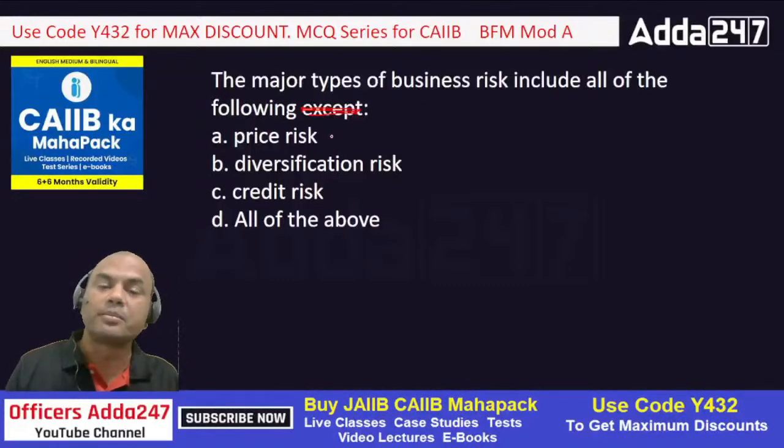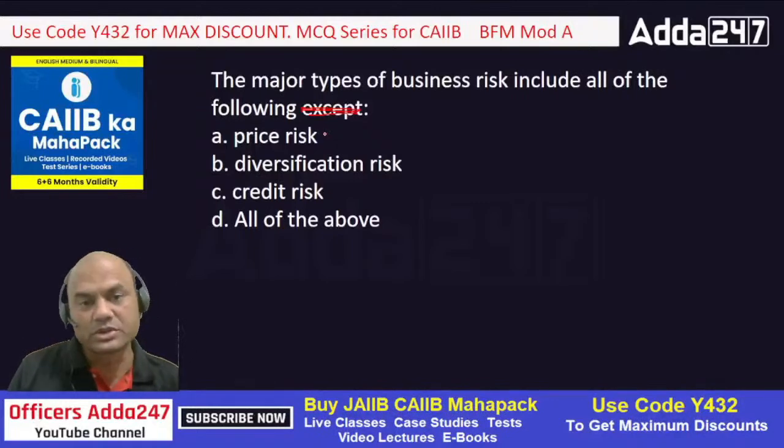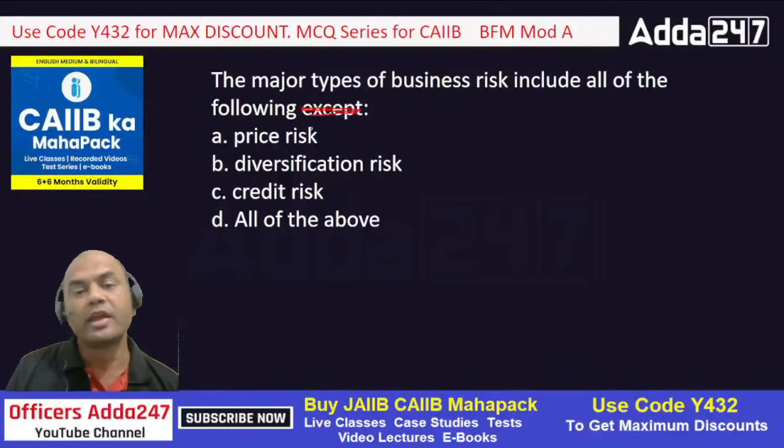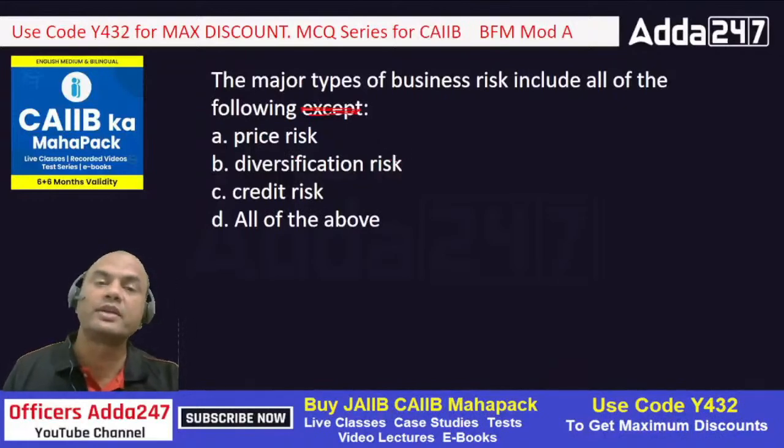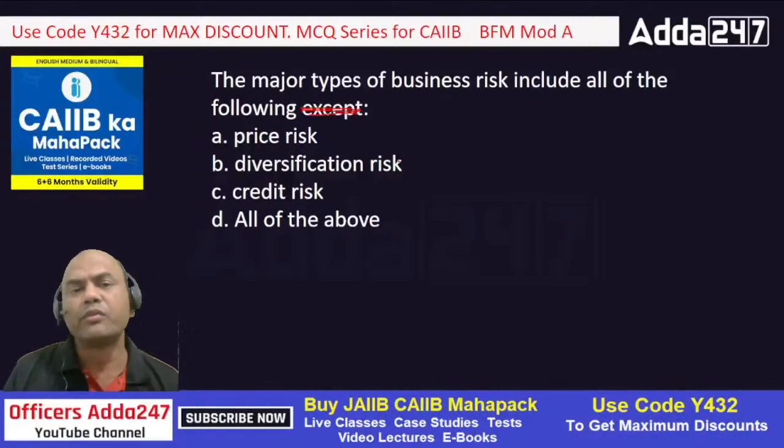Price risk means the price of my product goes down. If I am in banking, then the price of my bonds goes down. If I am in physical business, then the price of my product goes down. Diversification risk means if I diversify into some other business, will I get the same returns as I am getting from the present business, or higher returns?